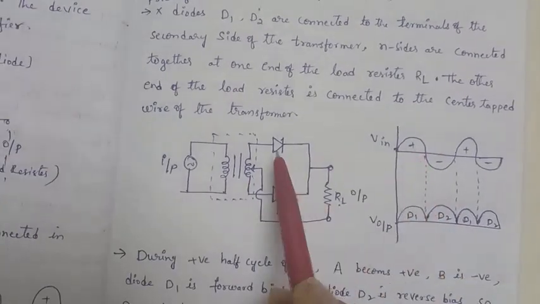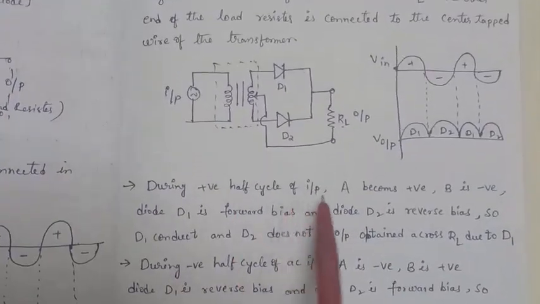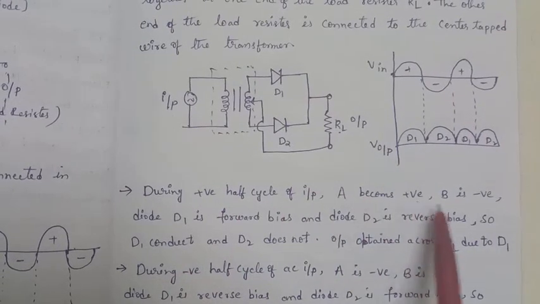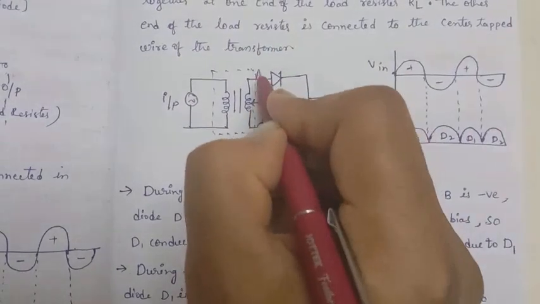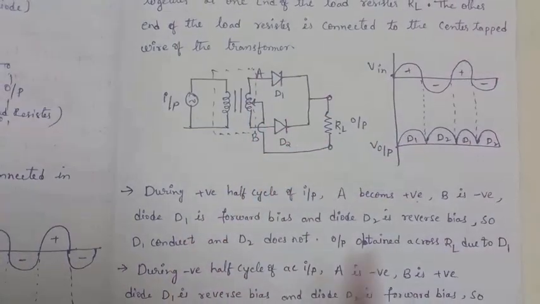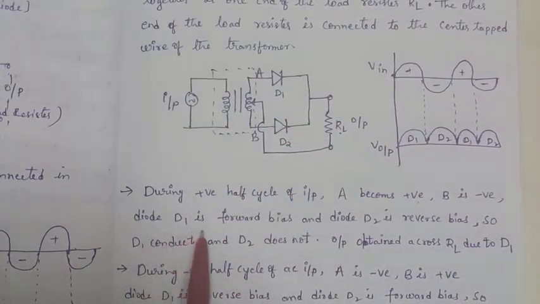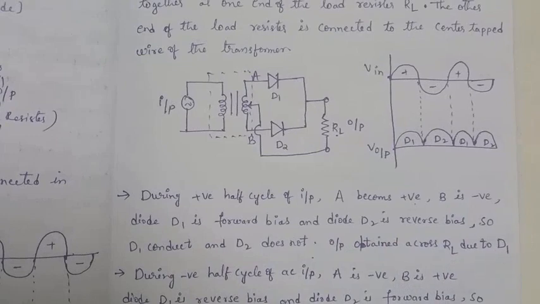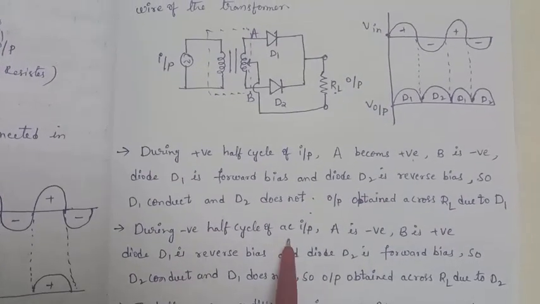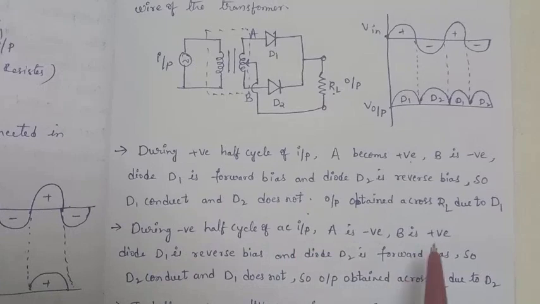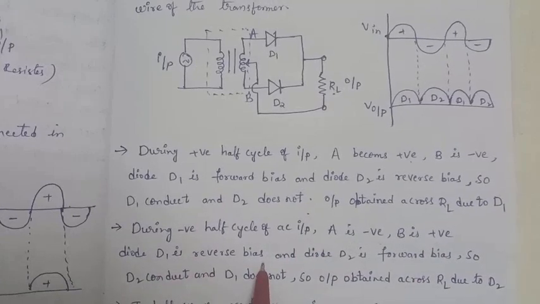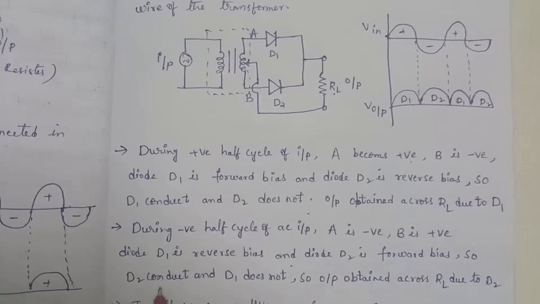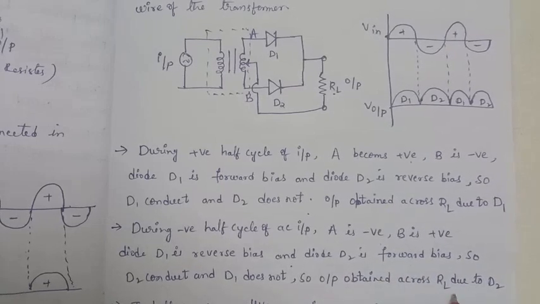During the positive half cycle of the input, A becomes positive and B becomes negative. Here it is A and here it is B. A is positive and B is negative, and diode D1 is forward biased and diode D2 is reverse biased. So D1 conducts and D2 does not. Output is obtained across the load resistor due to D1. Similarly, for the negative half cycle of the AC input, A is negative and B is positive. Diode D1 is reverse biased and D2 is forward biased. So D2 conducts and D1 does not conduct. Output across RL is due to D2.